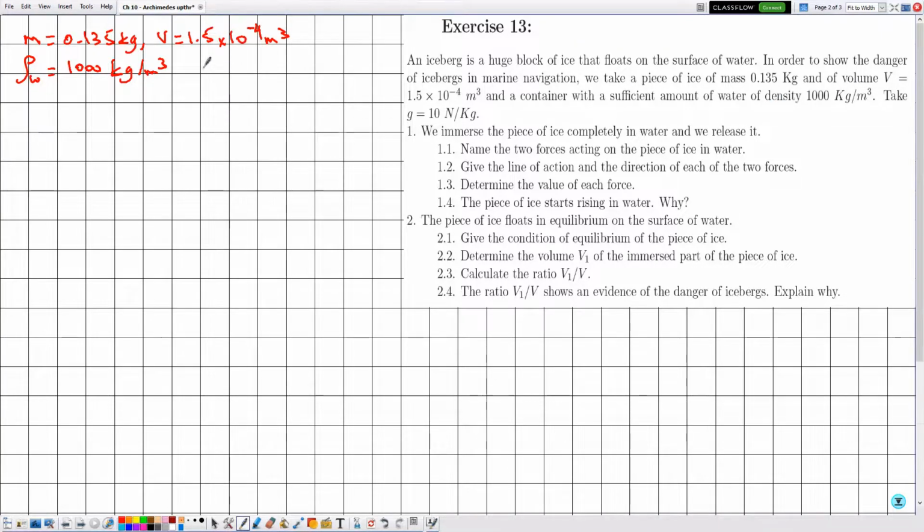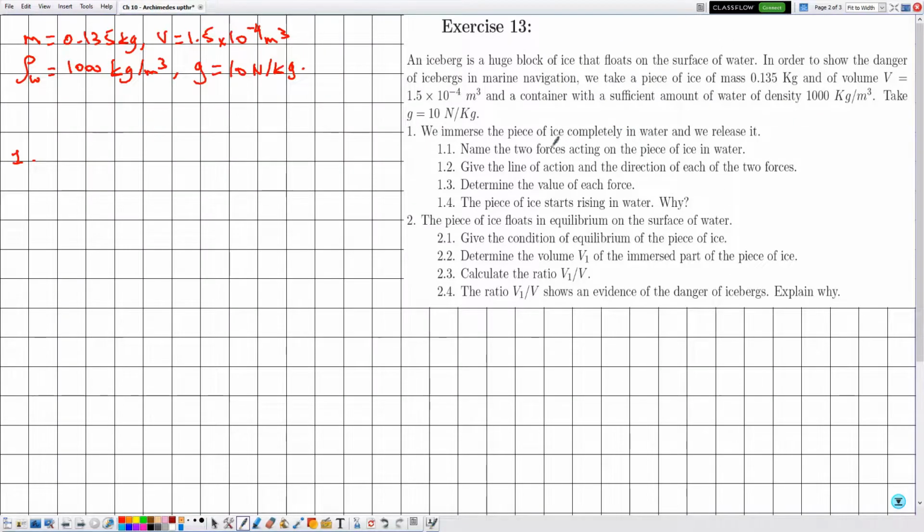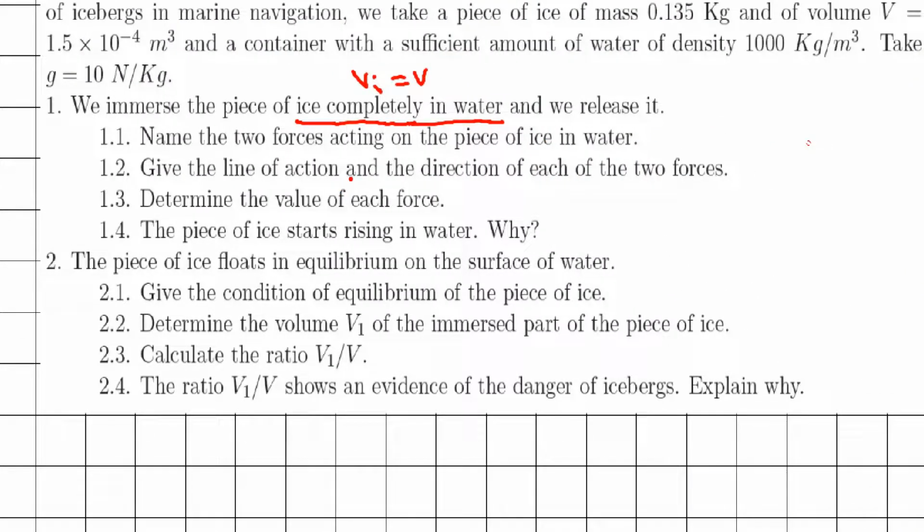Take g is equal to 10 newtons per kilogram, which means that we are performing this experiment on the surface of Earth. Now, we immerse the piece of ice completely in water. So it's completely immersed, which means that the immersed volume is equal to the total volume of the piece of ice. Now, and we release it. 1.1, name the two forces acting on the piece of ice and water.